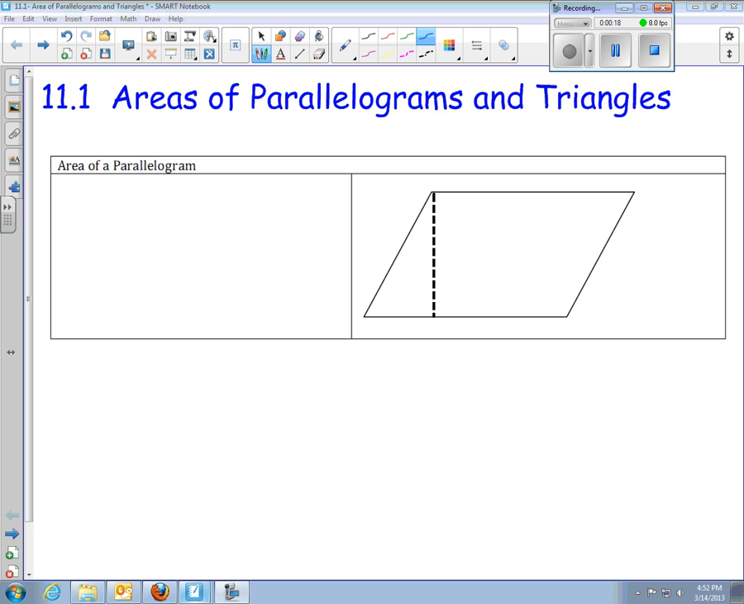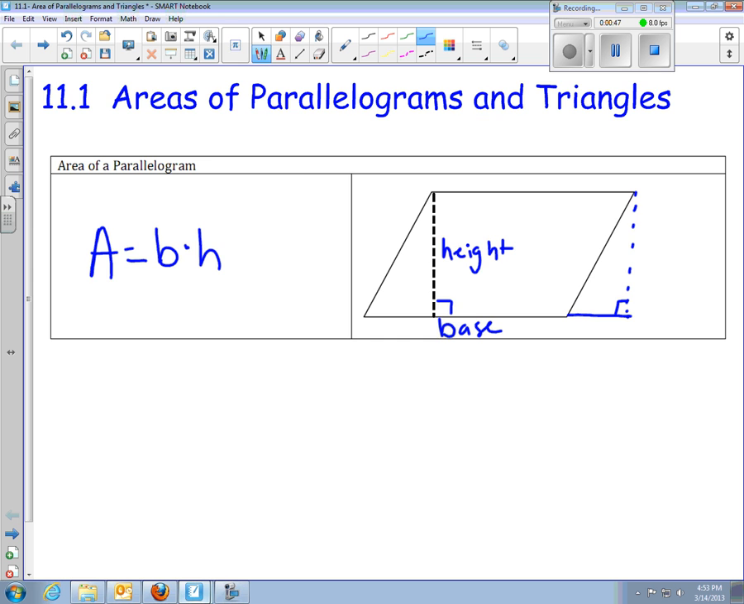We have the area of a parallelogram. Notice how I have this line drop down here. It makes a right angle, and this is the height of our parallelogram. Sometimes you'll see the height done outside of the parallelogram, but it's still making that right angle. And then we have our base. The base on the bottom and the top are going to be congruent. So our area formula is base times the height.